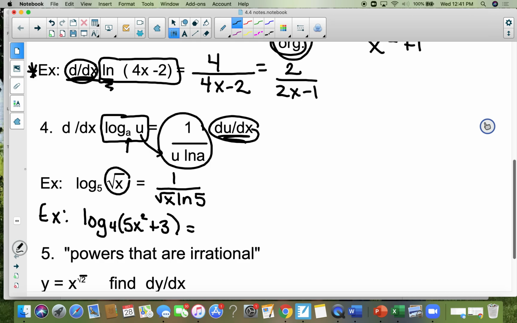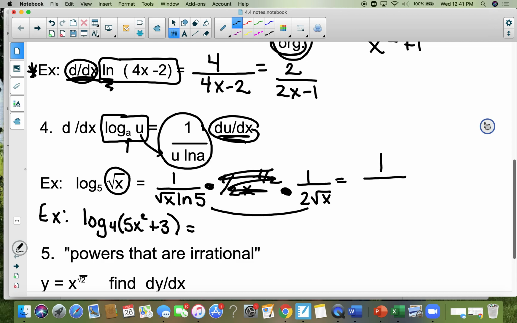And the derivative of u is 1/2 x to the negative 1/2, which simplifies to 1 over 2 square root of x. So this ends up being here, and then when you simplify, it's going to end up being 1 on the top. Do you see that you have a square root of x times the square root of x? So you're going to have 2x natural log of 5 for your final answer. So let's do one more.